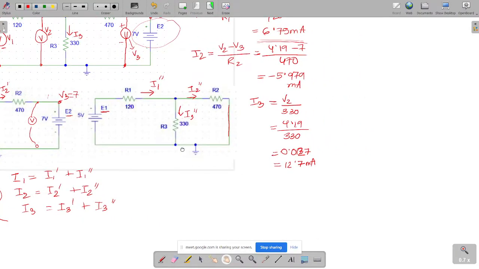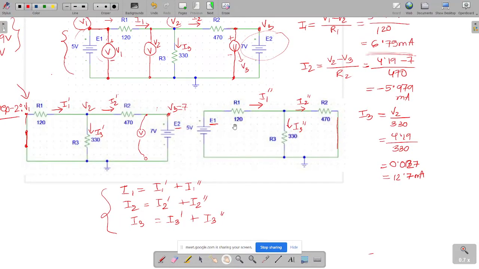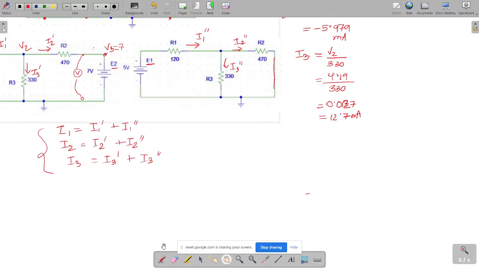What about circuit 3? What did we do here? We deactivated E2 and kept E1 active. That is, in the previous step we had done the opposite. We had made E1 inactive and kept E2 active. But in this step we will do the opposite. We will keep E1 active and deactivate E2. So we are replacing E2 with a short circuit over here.